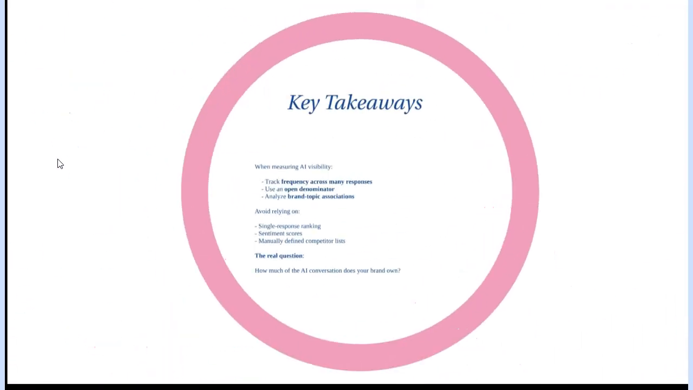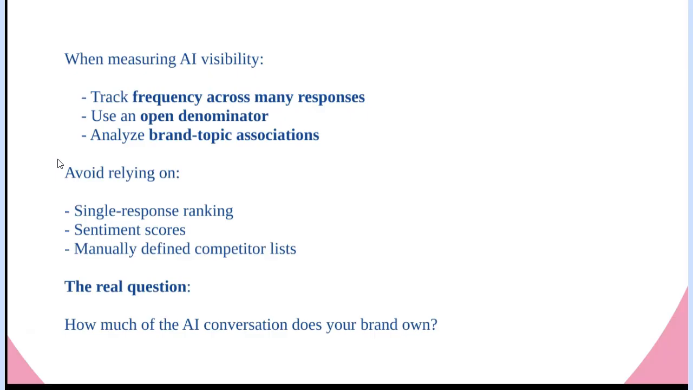As AI assistants become a new discovery layer for buyers, measuring visibility inside those answers will become increasingly important. But the metrics need to reflect how these systems actually work. Presence is not share, position is unstable, and share of voice calculated within a predefined competitor list can distort reality. Because in AI-generated answers, the real question isn't just, does your brand appear? It is, how much of the conversation does your brand actually own?